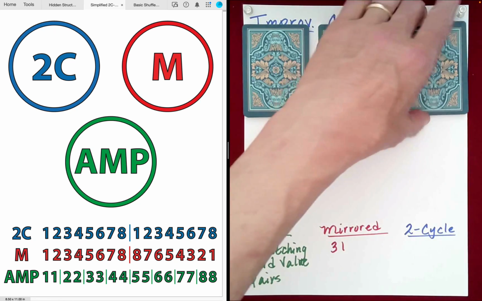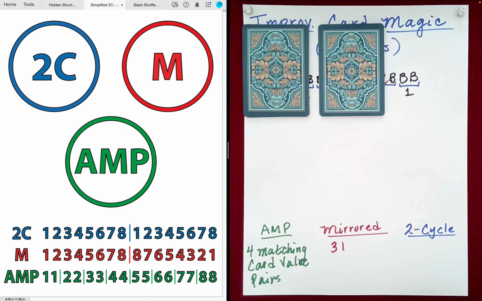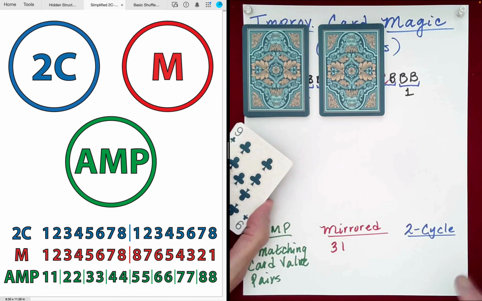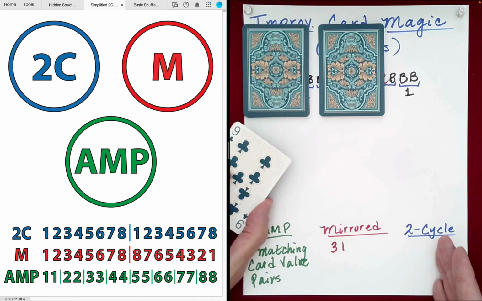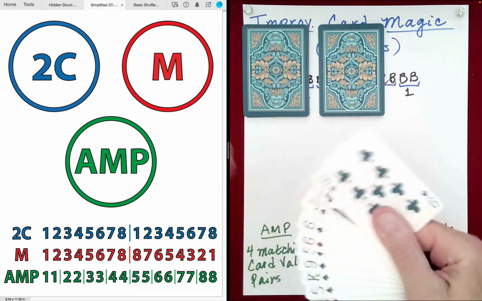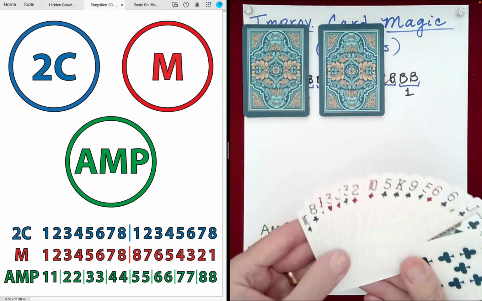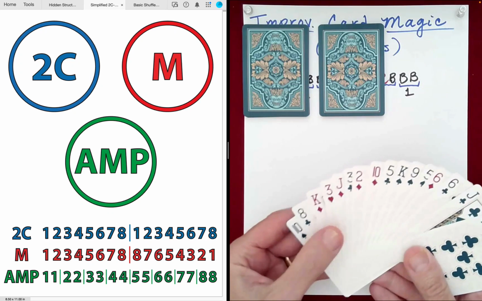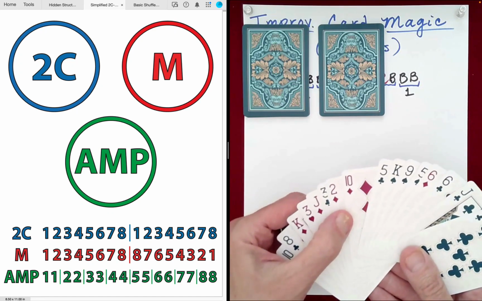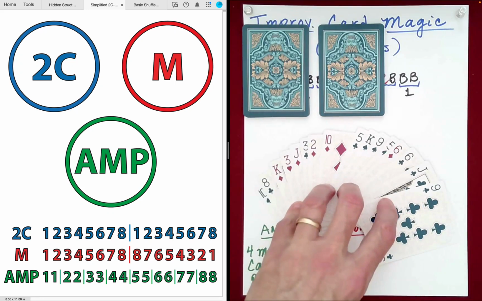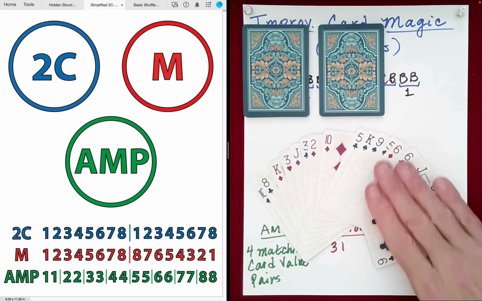Okay, well, the last one here is going to have to be a 2-cycle structure that we focus on. Now, in practice, you wouldn't need to restrict yourself, right? We're trying to do one of each for the sake of this video presentation to make it educational for the viewer. But let's just see what we get as a 2-cycle, okay? It may not be all that wonderful, and quite honestly, it may not be as strong as viewing it as an AMP or possibly a mirrored structure as well.